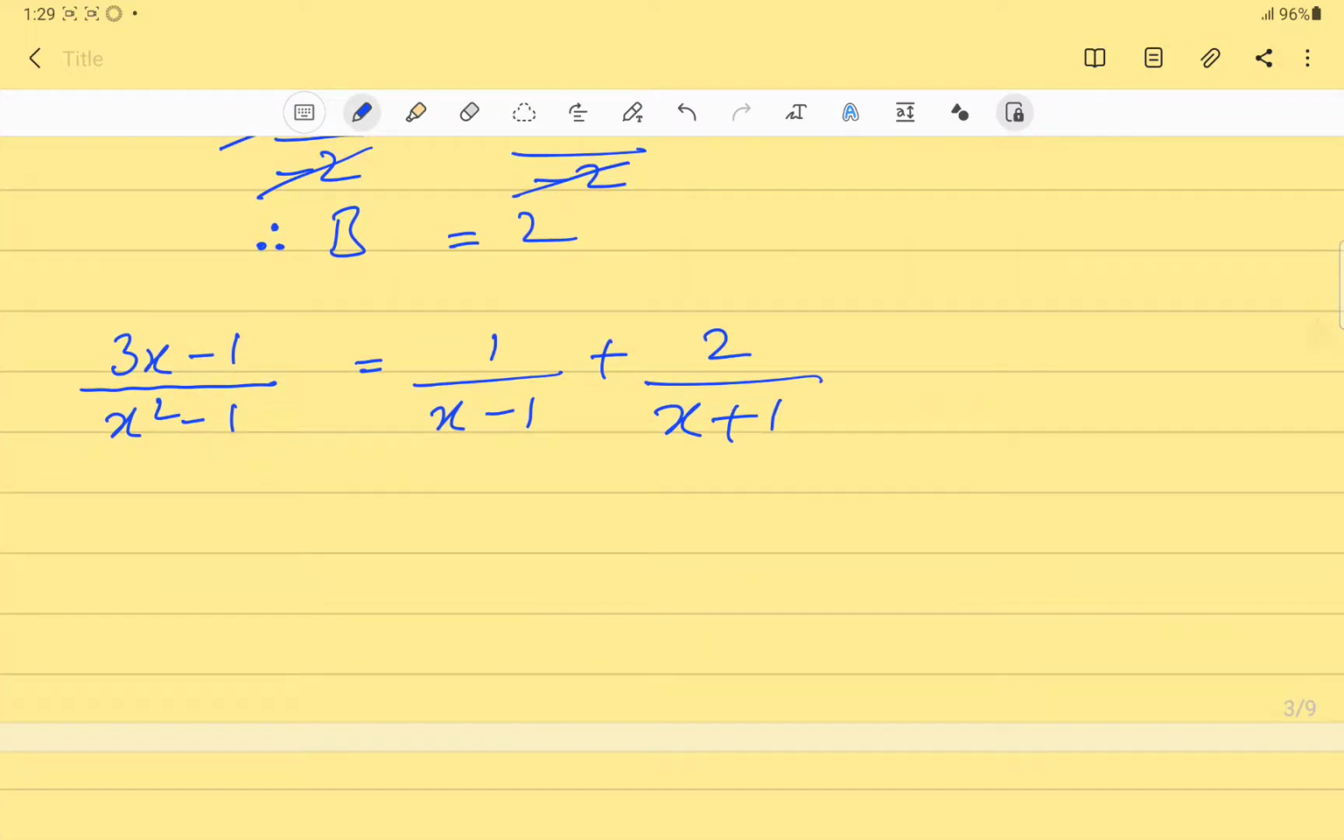Now we move on to our fourth question. The fourth question is x minus 5 over x squared plus 2x minus 3.